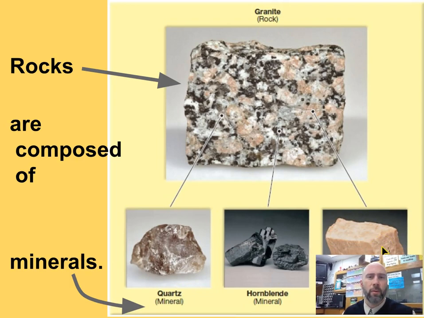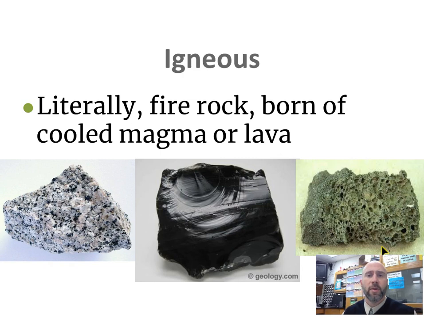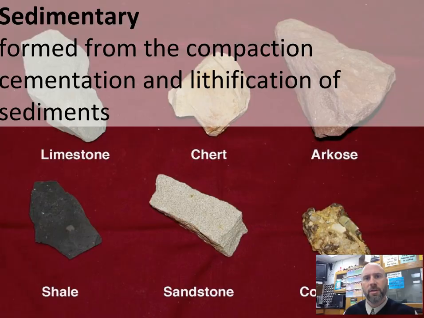Okay, so that's true of all rocks. They're just made up of different minerals. So igneous rocks, which we're going to be talking about today, literally means fire rock. So it's born from cooled magma or lava. So we're taking that magma or lava, cooling it off, and that's going to form our igneous rock.